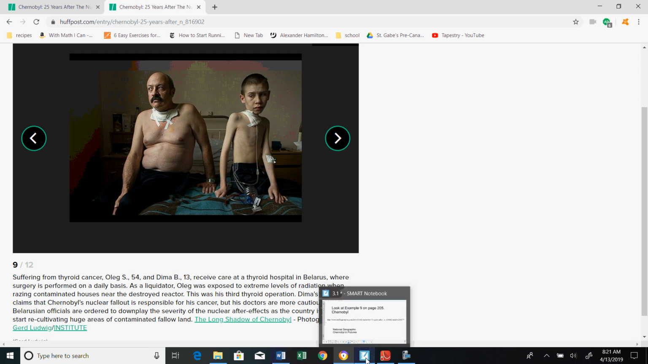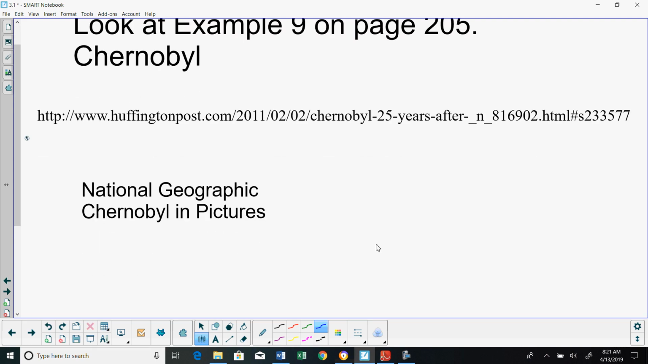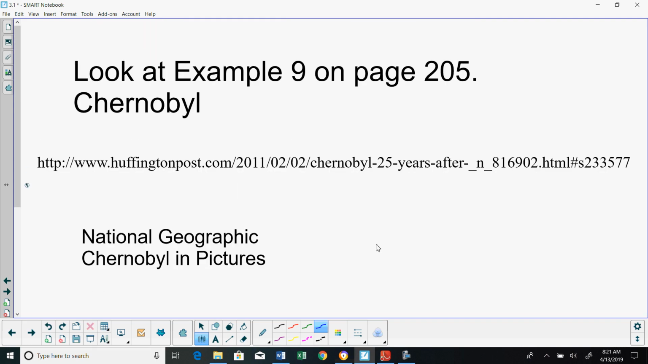All right, so let's talk about how this ties in with exponential functions. So if you can look at example 9 on page 205, which is about Chernobyl.